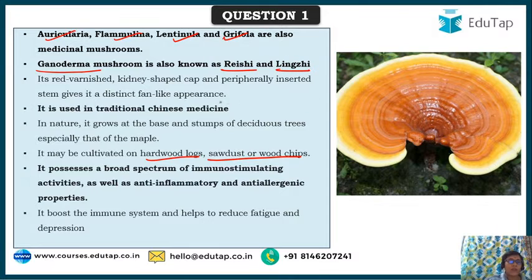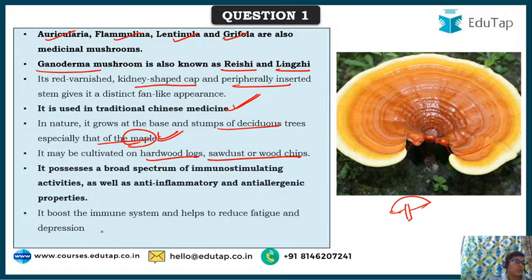As you can see, this is a photograph of Ganoderma. It has a red varnished, kidney-shaped cap and a peripherally inserted stem. In generally seen mushrooms the stalk would be in the center, but here it is on one side of the periphery. This is generally used in traditional Chinese medicine. It is a very tedious process to grow them, because they grow on hardwood logs, bases and stumps of deciduous trees, especially maple. It is supposed to boost the immune system and help reduce fatigue and depression, and for that it is used as a medicine. Okay, this is about the first question.